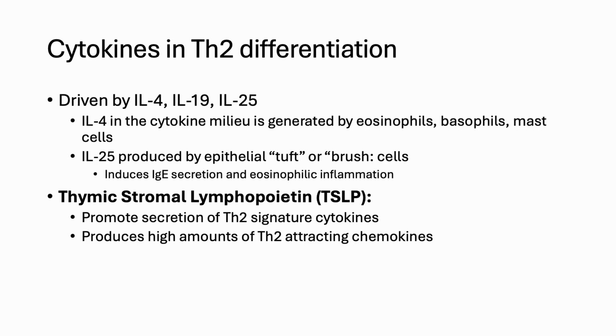Th2 differentiation is driven by IL-4, which is not surprising, as well as IL-19 and IL-25. So IL-25 is produced by epithelial brush cells, and it helps to induce IgE secretion. So again, very related to Th2 cells. But you also have TSLP, which stands for thymic stromal lymphopoietin. This is a cytokine that's going to promote the secretion of other Th2 cytokines, and it produces a lot of Th2 attracting chemokines as well. So this is a mechanism by which Th2 cells can recruit other Th2 cells.